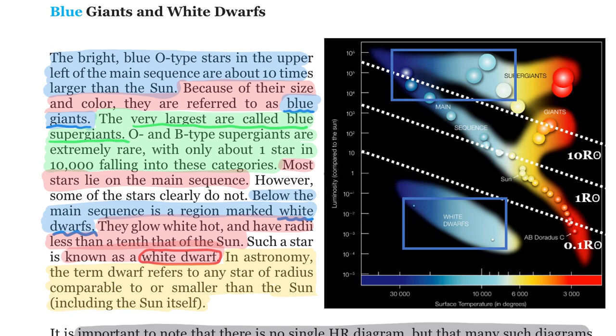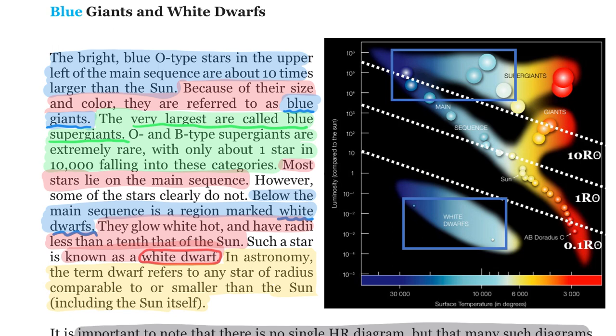The very largest are called blue supergiants, which we would find right up at the top here. These are the giants, and then going up above this line, you get the supergiants. Now, the O and B type supergiants are extremely rare, with only one star in 10,000 falling into these categories. So as we know, most stars lie in the main sequence.